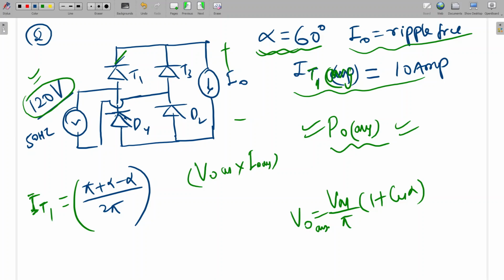This value only will be there. Pi plus alpha minus. See, it will trigger at alpha. Okay. So alpha to pi. Again at pi, what will happen? This will do freewheeling, T1 D4.